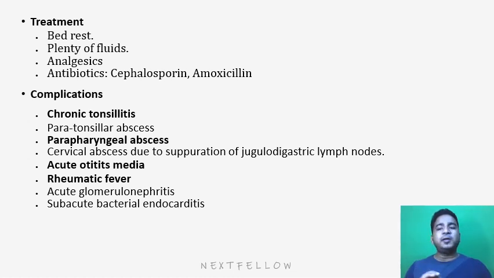What can be the complications of acute tonsillitis? Firstly, chronic tonsillitis, that means repeated or chronic infection of the tonsillar tissue. Then there may be a paratonsillar abscess, that is an abscess in the tonsillar bed, or we can say the space beneath the tonsillar tissue. Then there may be a parapharyngeal abscess or cervical abscess because of the involvement of the jugular-digastric nodes. If the jugular-digastric node becomes prominent, sometimes an abscess occurs there, presenting as a neck abscess.